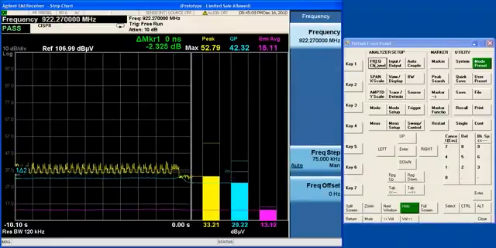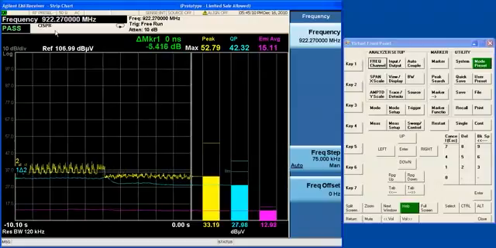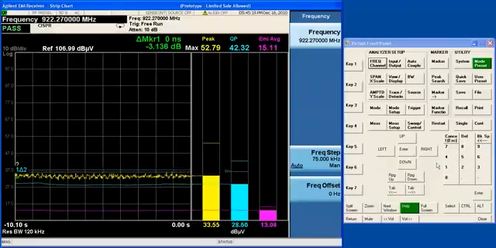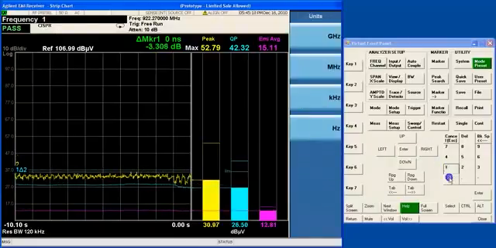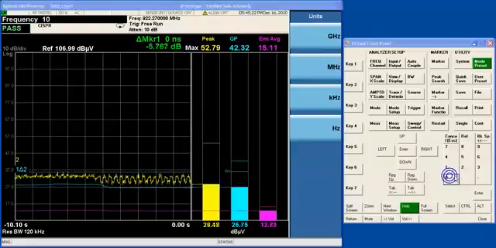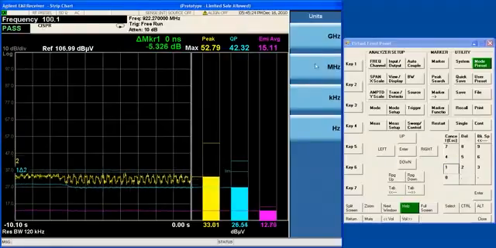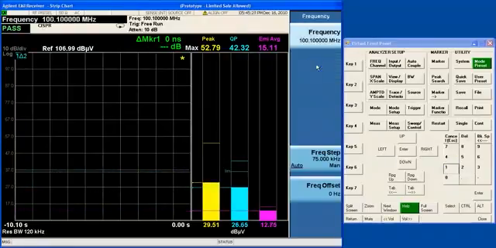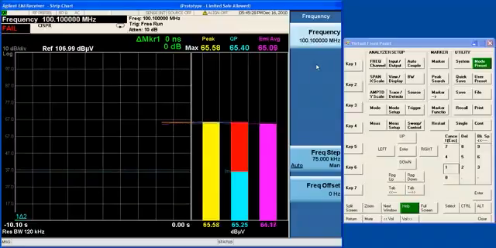Right here you can see the frequency is 922.27 megahertz. It's recording what's happening at 922.27 megahertz. I can change the frequency. For example, I can change the frequency to 100.1 megahertz, which happens to be the frequency of an FM station in our area. And so now I'm looking at the instantaneous value of the detectors while they're tuned to that radio station.